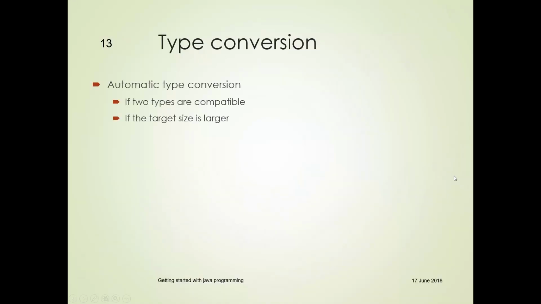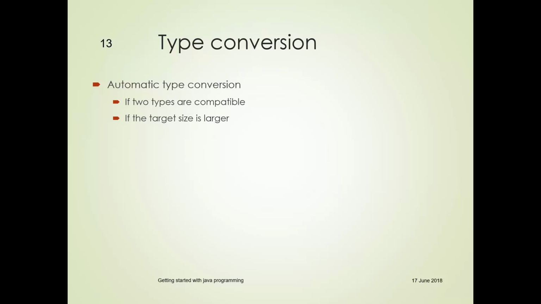Now type conversion. What is this type conversion? Type conversion is nothing but whenever I'm assigning some value from one variable to another variable, or doing some assignment to a variable, at that time we do some conversion. There is something called automatic type conversion. Automatic type conversion means, if I am assigning some value to a variable, and the values have the same type, automatically the type will be converted.